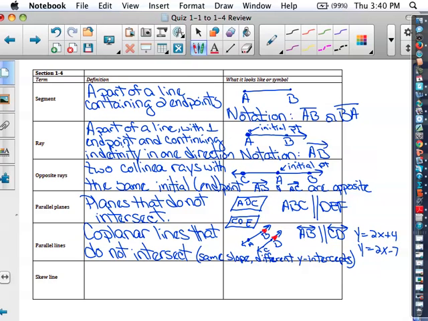Okay, and our last word is skew line. Skew lines are non-coplanar lines that are not parallel and do not intersect. So skew lines, non-coplanar lines that are not parallel and do not intersect.